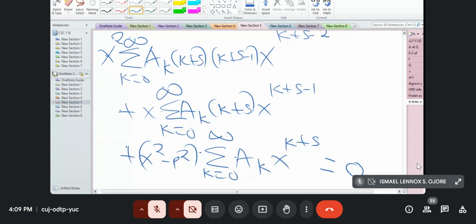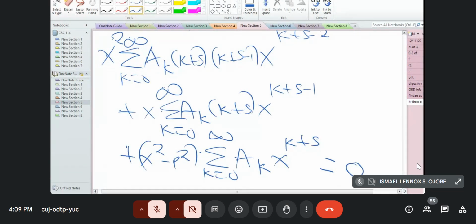So if y equals summation from k is 0 to infinity a sub k x to the k plus s is a solution to this differential equation, then it has to satisfy this. In other words, we need to check the conditions on what is the index s. We also need to come up with the recurrence relation and then try to determine a few terms, then generalize.